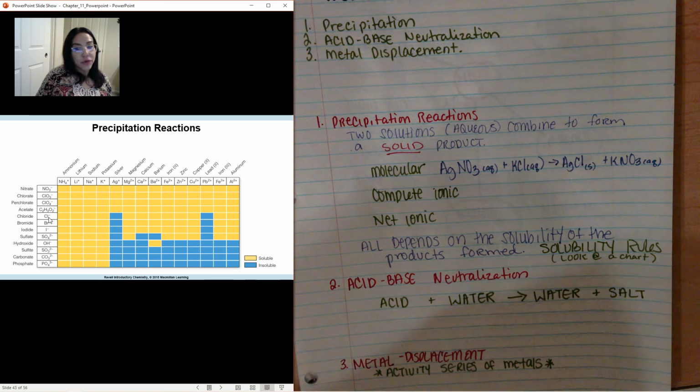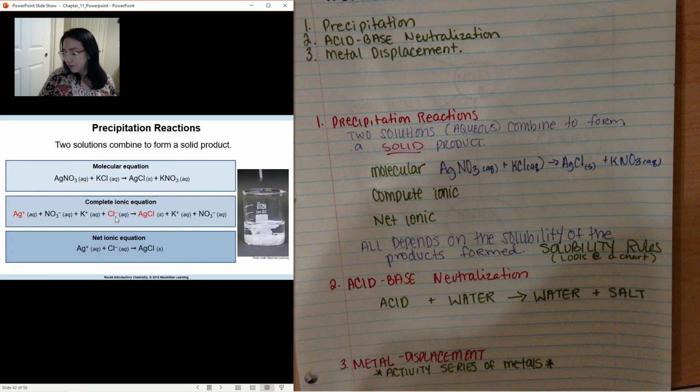Now, when it comes to chlorine, they're not all soluble. Chlorine is soluble in almost everything except for lead and silver. And the same goes for the rest of the halogens, right? You'll notice that you have bromine and iodine, same thing. They're not soluble with silver and they're not soluble with lead. Those are our heavier metals that we have right there. So silver chloride, here's chloride and here's silver, it's not soluble. So that's how we ended up with that solid.